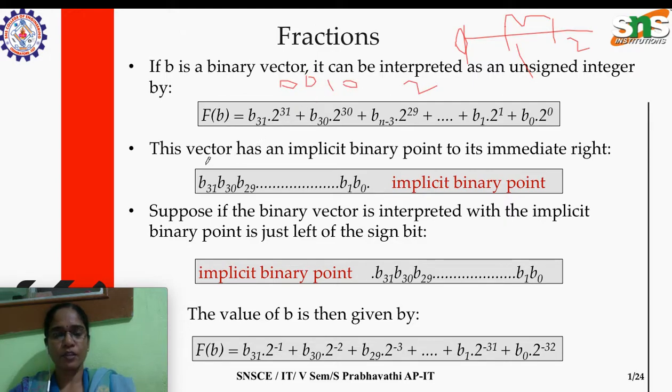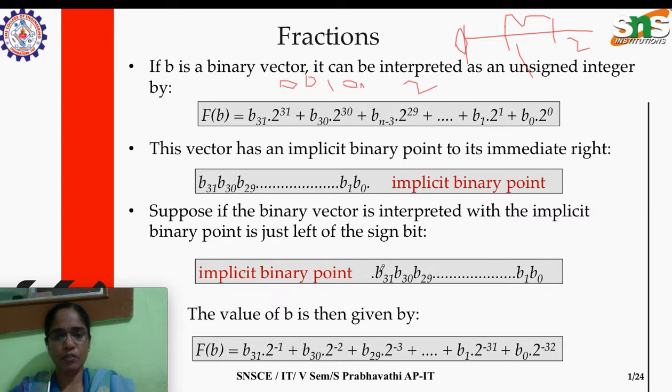This vector has an implicit binary point at its immediate right. So there is an implicit binary point over here, and of course this is a whole number, not a real number. It is implicitly understood that there is a decimal point to its right. Similarly, if we have the decimal point to its left, then it is said to be a fraction, is it not?